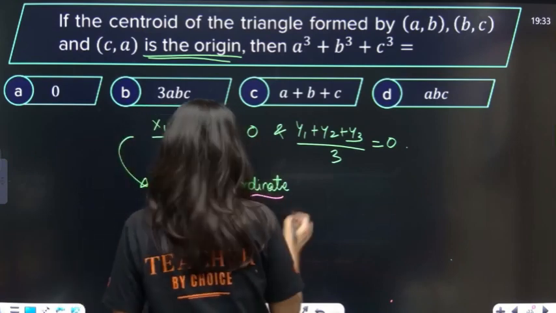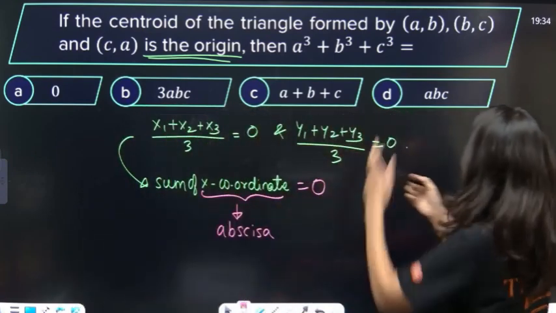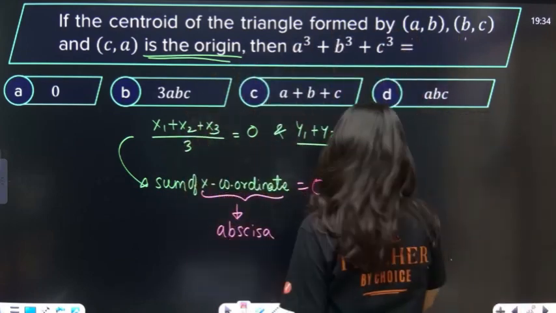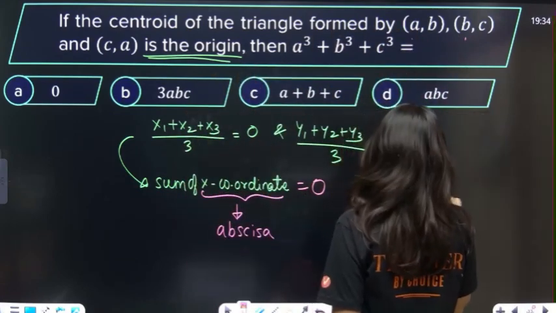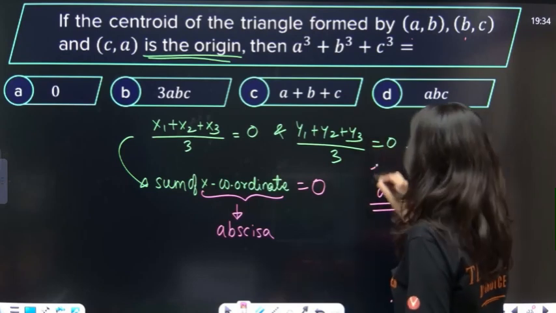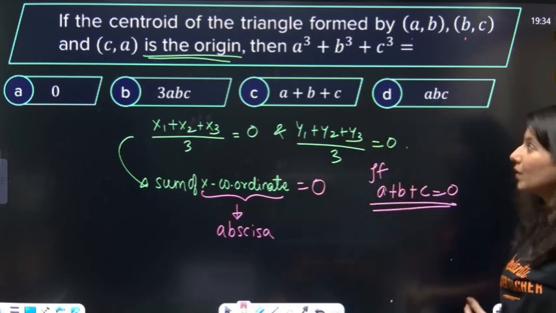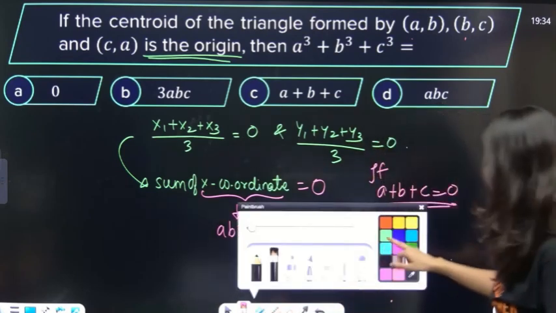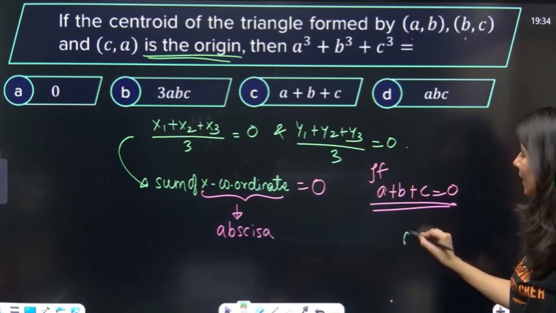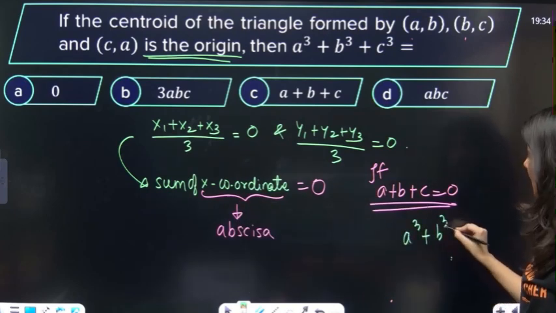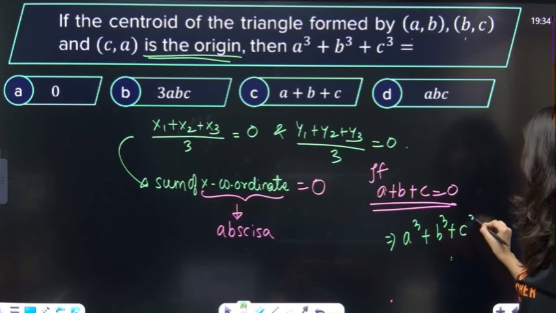And the sum of x coordinate is 0, correct? And y is also 0. So a plus b plus c is 0. If a plus b plus c is 0, then can anybody tell me this formula? a cube plus b cube plus c cube. Remember?